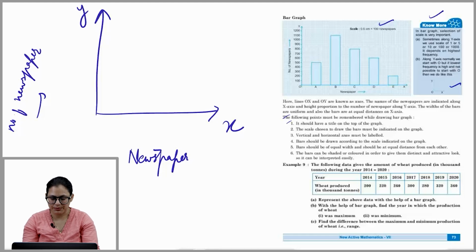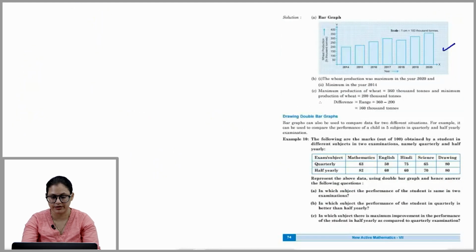In example 9 also, the following data gives the amount of wheat produced in 1000 tons during the years 2014 to 2020. First you have to represent the above data with the help of a bar graph, and then with the help of the bar graph find the year in which the production of wheat was maximum or minimum, and also find the difference between the maximum and minimum production of wheat, that is the range. So here is the bar graph.